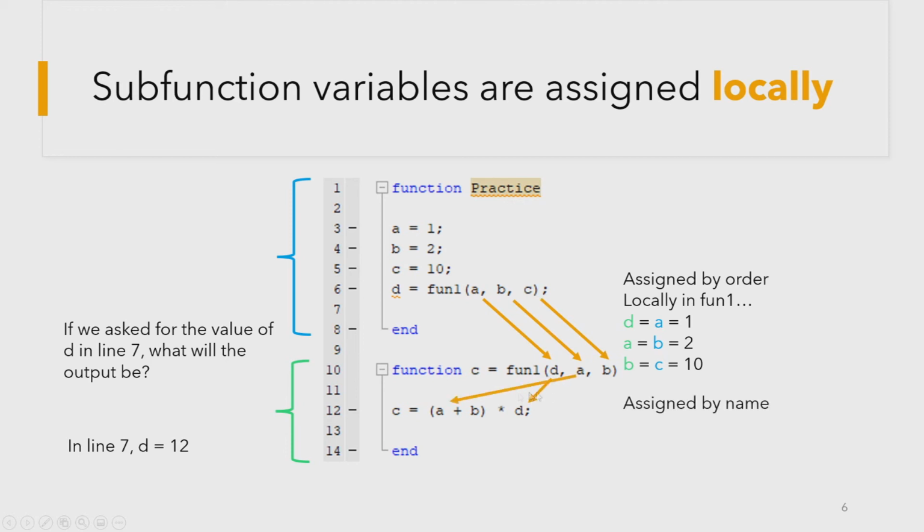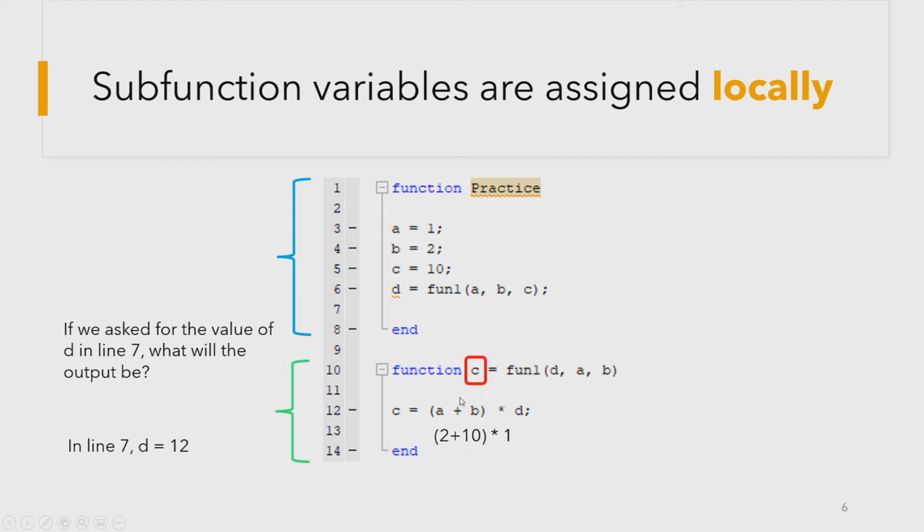Then we assign these based on their name inside the subfunction, and we're basically just doing 2 plus 10 times 1. Then here our output is C, so once we're done running, we're going to look for something called C, package that information up, which is going to be 12, and then return that back into line 6. So once we run the code in line 7, we're going to return the value of C from the subfunction, which is just going to be 12.